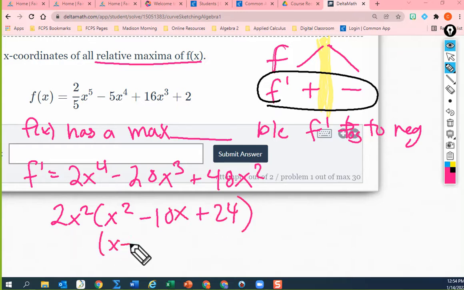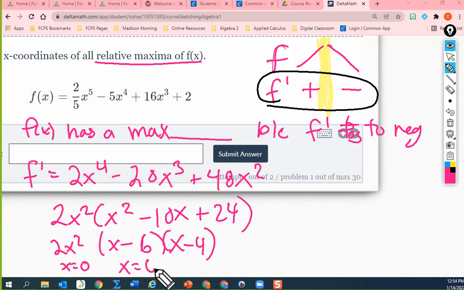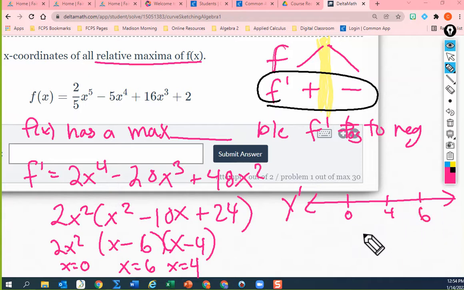Okay, and then I'm going to keep factoring, so that's minus 6 and minus 4. On my number line, I'm going to get 0, 6, and 4, because I'm looking for this in-between spot. Okay, so first derivative number line. I get 0, 4, and 6.